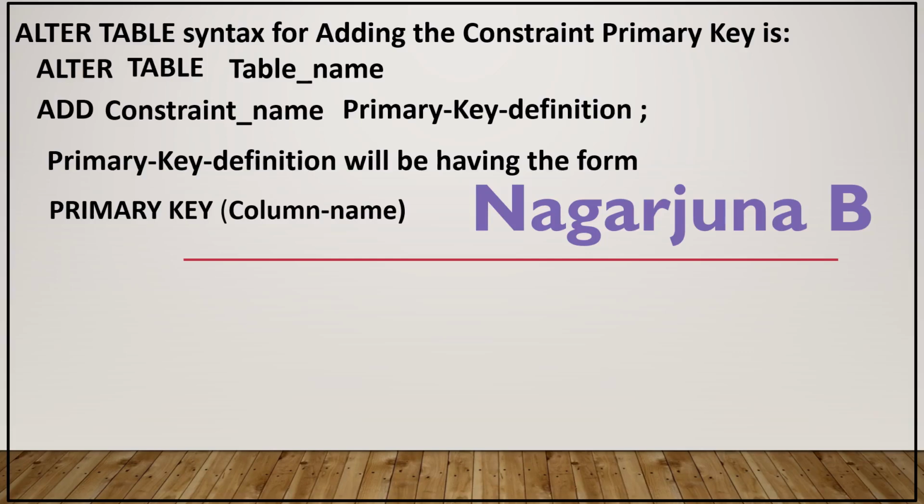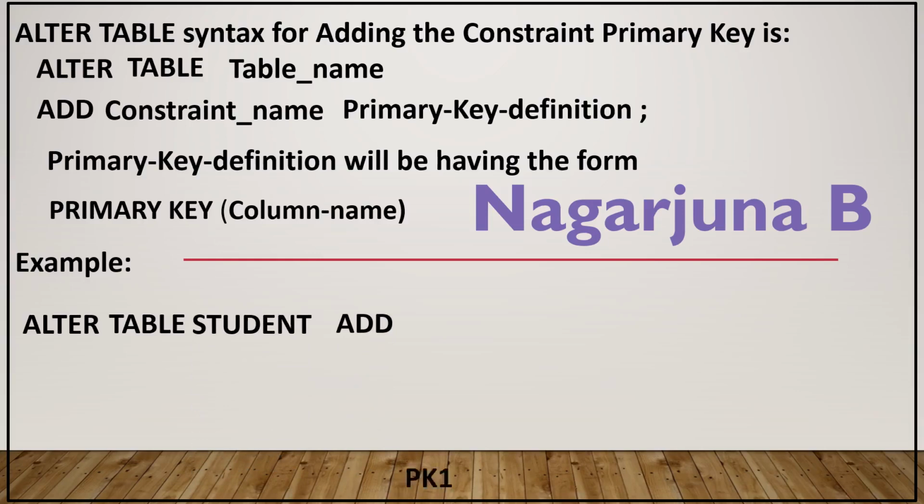As an example, consider that for a student relation, at the time of creating the table, I have not added the primary key definition. So we can add it by using the alter table syntax. We can do that by writing alter table student, add constraint name, which I have considered as pk1, primary key. Within the bracket, you need to write the column name.